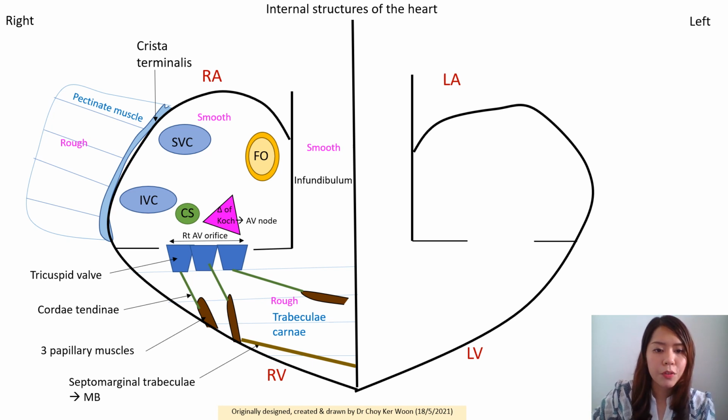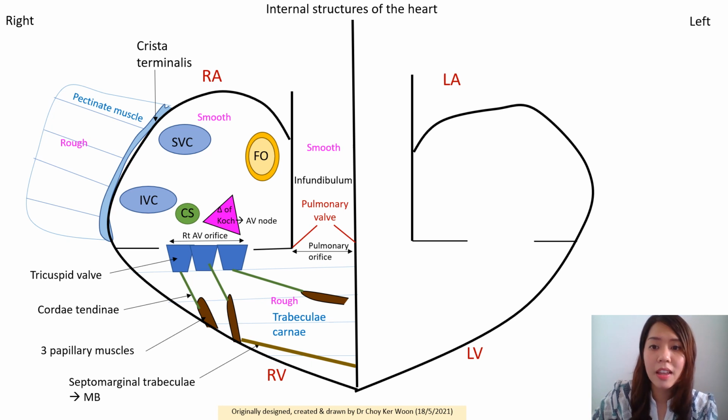Here, in the right ventricle, we have 2 orifices. This is the right atrioventricular orifice. We also have one more orifice here, which we call the pulmonary orifice. The pulmonary orifice is guarded by the pulmonary valve, and after that it will be connected to the pulmonary trunk. So this infundibulum will be connected to the pulmonary trunk.